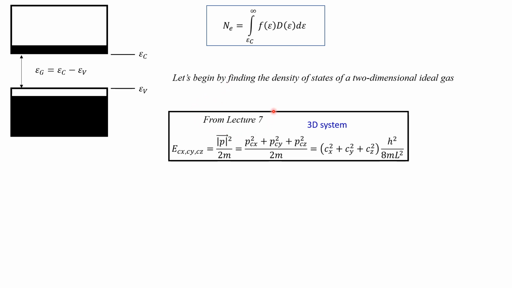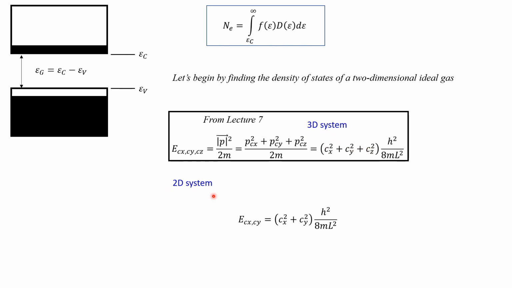Now, recall from lecture 7 that when we considered a cube, so a 3D box, each orbital was indexed by 3 natural numbers, and the energy was given by this expression. Now, if we consider a 2D system, then we lose one of the natural numbers. Remember from lecture 2 that when we considered a 1D system, a 1D quantum well, we had just one natural number. Then we went to 3D with 3.